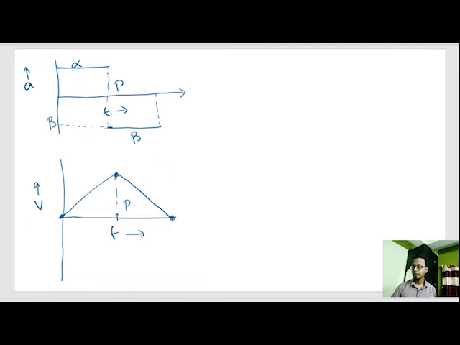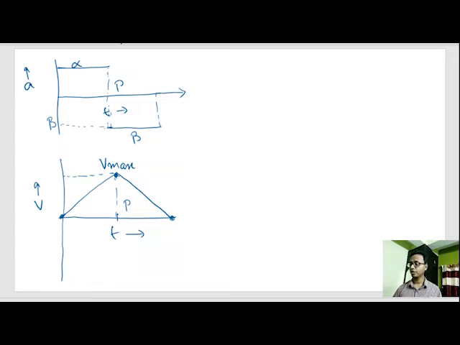Now at this point you obtain the value of maximum velocity. So the question is asking, read the question again. The question is asking the maximum velocity of the car. Okay, so the maximum velocity of the car, Vmax, is nothing but alpha into p.